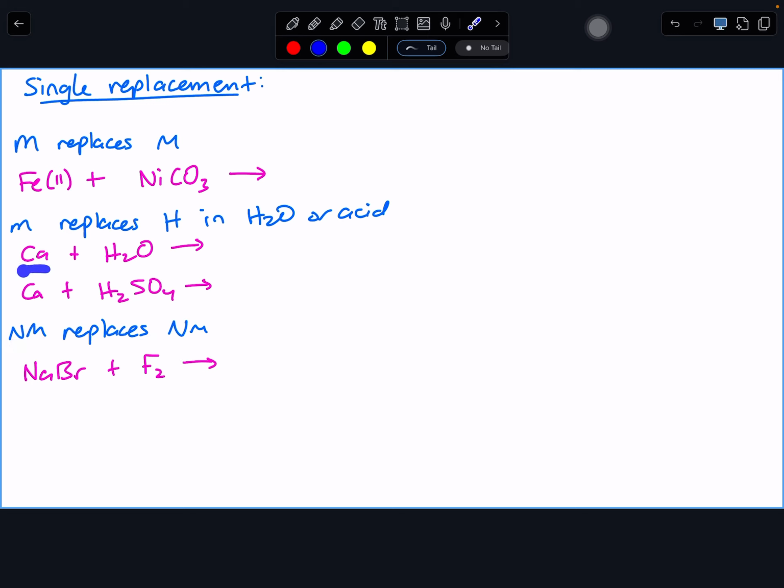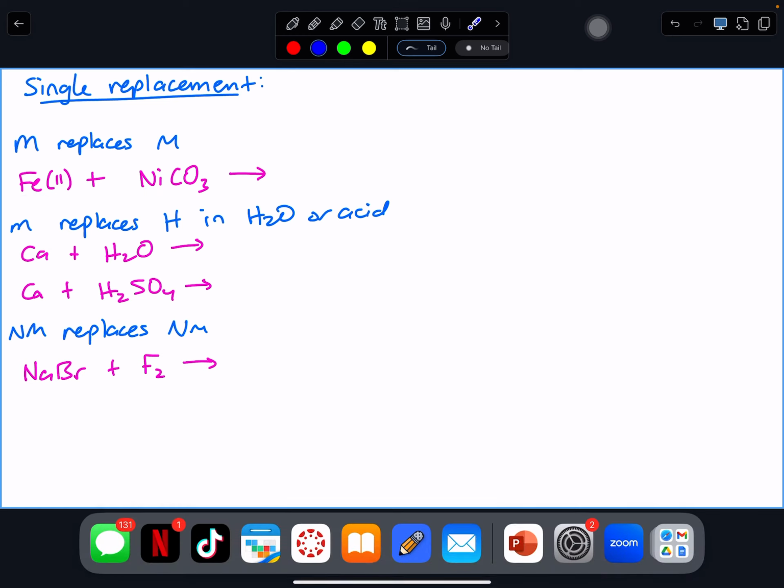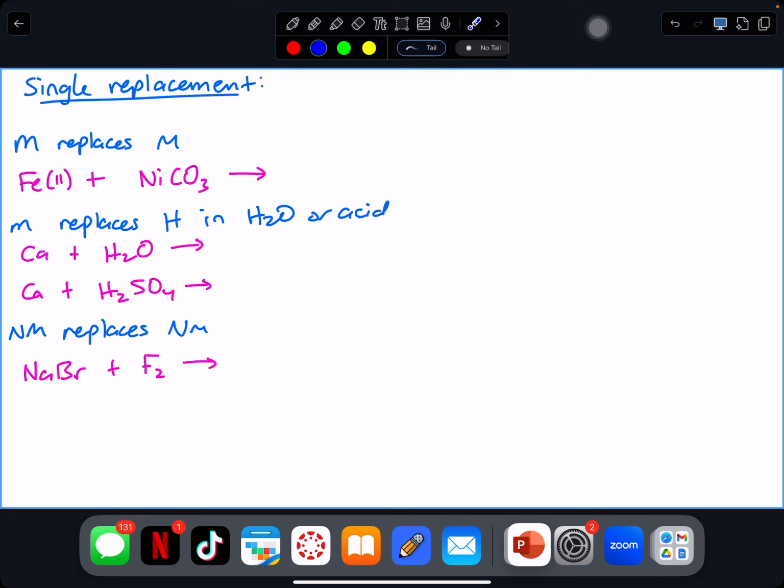Okay? This one, I have a metal, and it's replacing hydrogen, right? There's no metal here, it's just hydrogen. So it just depends if it's H2O or if it's an acid. Okay? This is a metal replacing another metal. There's no H, there's no non-metal that it can replace. Okay? You have to use the activity series in order to determine if a reaction can happen. What is that? I'll tell you.